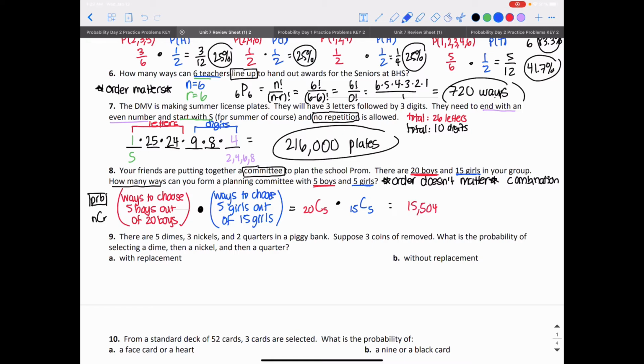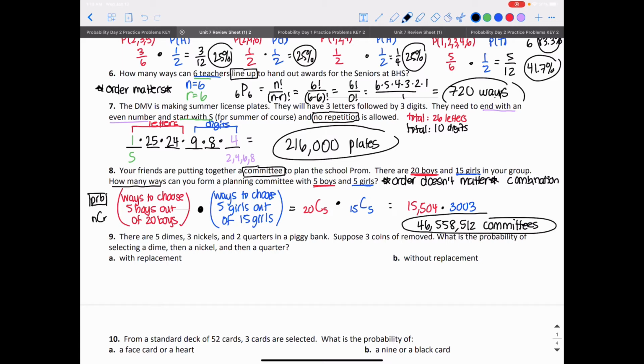15,504, and then for 15 choose 5, I'm going to get 3,003. If I multiply these 2 things together, for the committees, I have 46,558,512 committees possible. That's a lot.